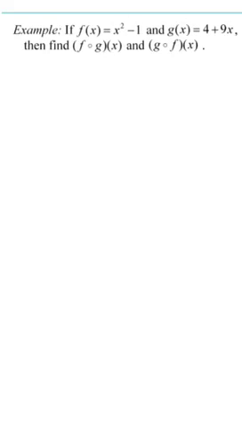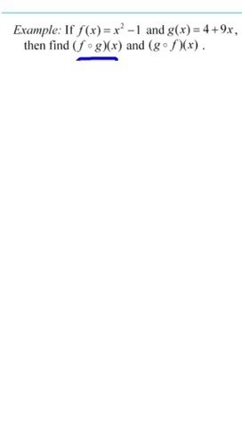In this video, we will discuss how to find composite functions. In this example, we need to find f of g of x and also g of f of x. Note that composite does not mean necessarily to multiply. It's not the same thing as f times g or vice versa. Let's find f of g of x first.